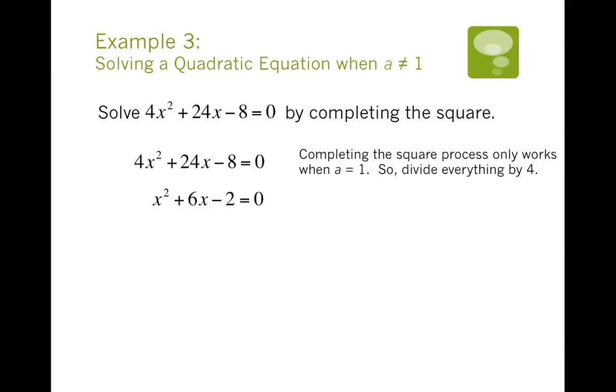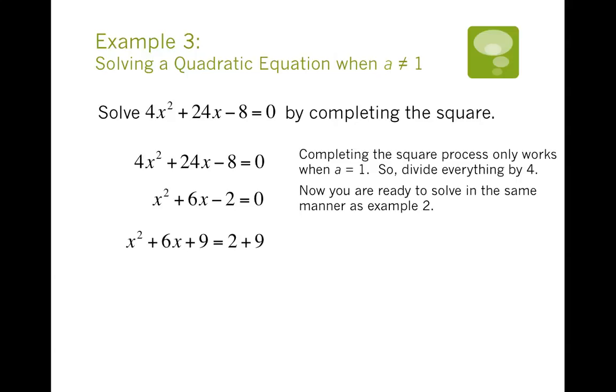So that changes our equation to x squared plus 6x minus 2 equals 0. Once we've changed the form so that a is equal to 1, now we're right back to doing a problem just like the previous example. So we'll add the 2 over to make room. Then we'll take half of 6 to get 3 and square that. So we add 9 to both sides. We change our perfect square trinomial into a binomial squared, which will be x plus 3 squared.